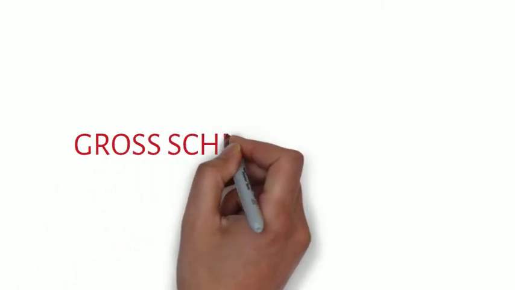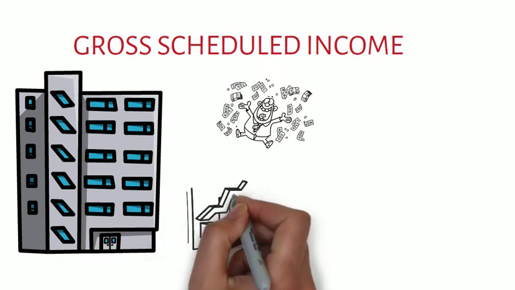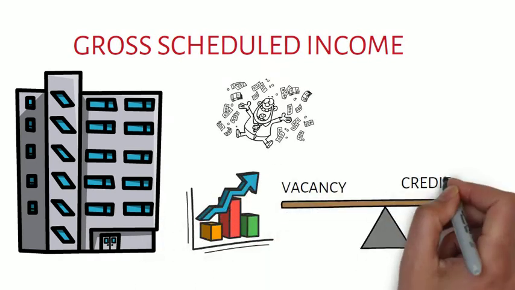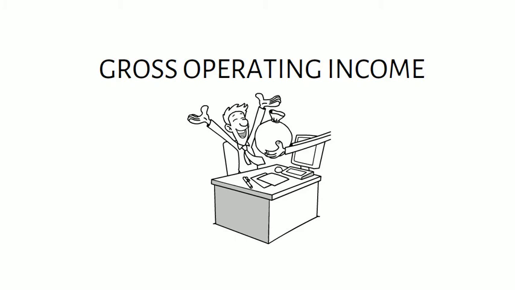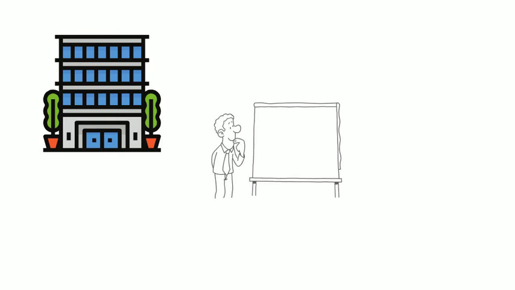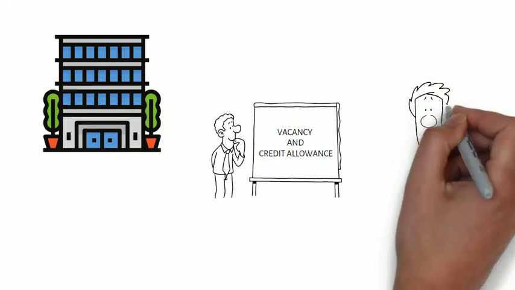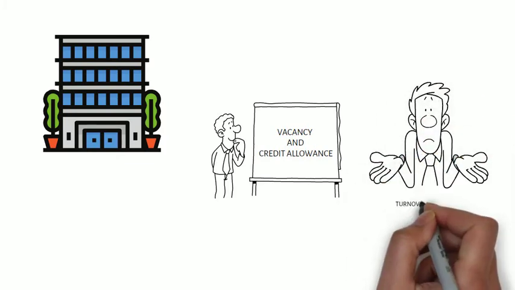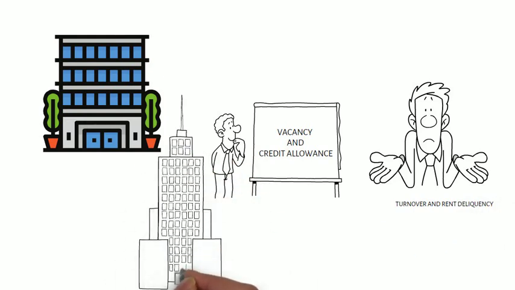Now, considering the gross scheduled income, that is the property's total potential income, less vacancy and credit loss will always give you the gross operating income, your GOI acronym, which is the revenue you will collect in total with your property. In some circles of the industry, this term is sometimes referred to as vacancy and credit allowance, and this reflects future losses that may occur due to turnover and rent delinquency in an income producing property.